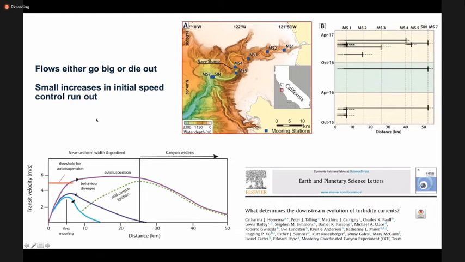There's one other curious flow that occurred between a period where there was much less activity, and we suspect that the accumulation of mud within the canyon and the entrainment of that mud actually changed the flow rheologically, but there are still open questions about what controls the run out of turbidity currents.